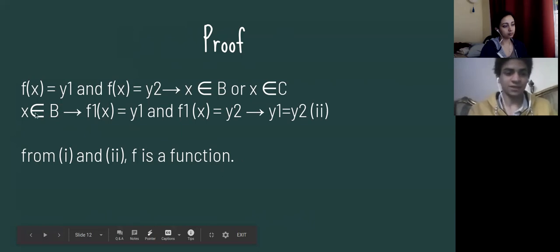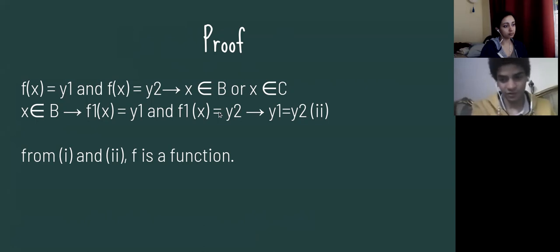So I can say that if x belongs to B, then f1 of x equals y1 and f1 of x equals y2. But I know that f1 is a function, and since f1 is a function, this would imply that y1 equals y2. And the same can be argued for C. So if I say x belongs to C, from the previous part that we have proven, this implies that f2 of x equals y1 and f2 of x equals y2. But I know that f2 is also a function, which would also imply that y1 equals y2.